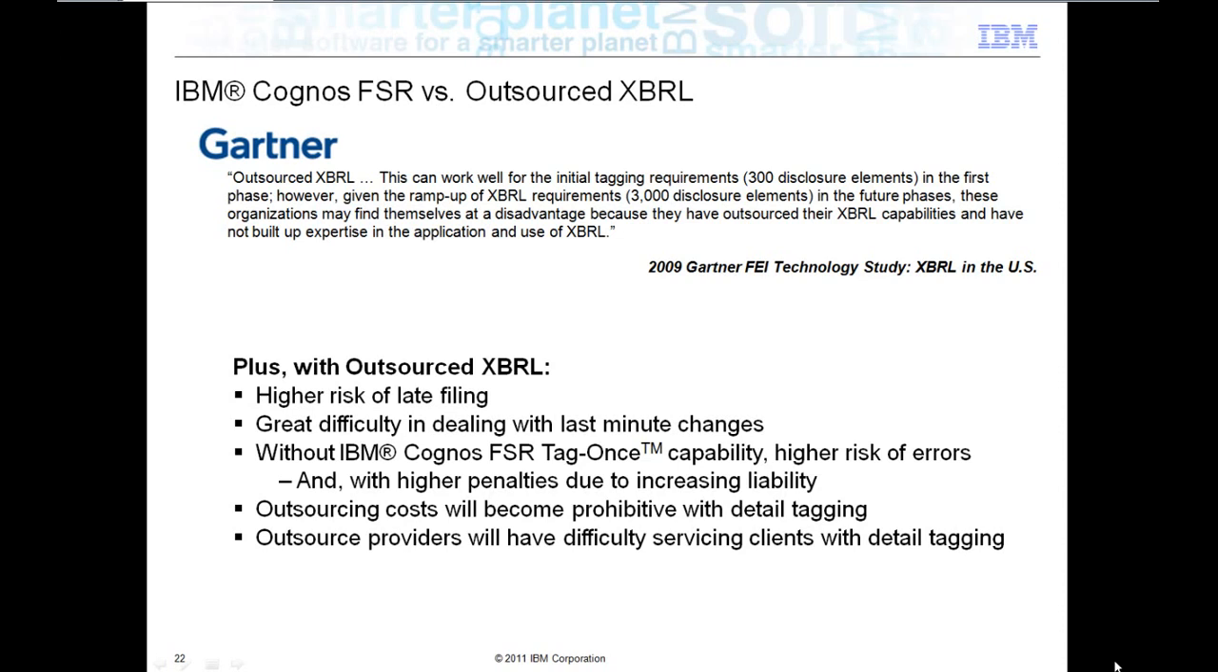Now, adding to that fact, with outsourced XBRL, there is a higher risk of late filing. You are not in complete control of your timeline any longer. In fact, quite traditionally, there's actually an additional pencils down period that is imposed upon your organization. There's a greater difficulty in dealing with last-minute changes as a result, and without IBM Cognos FSR Tag Once capability, there's a higher risk of errors, and with higher penalties due to increasing liability at the same time. Now, outsourcing costs will become prohibitive with detailed tagging. Outsourced providers will have difficulty servicing clients with detailed tagging as well.